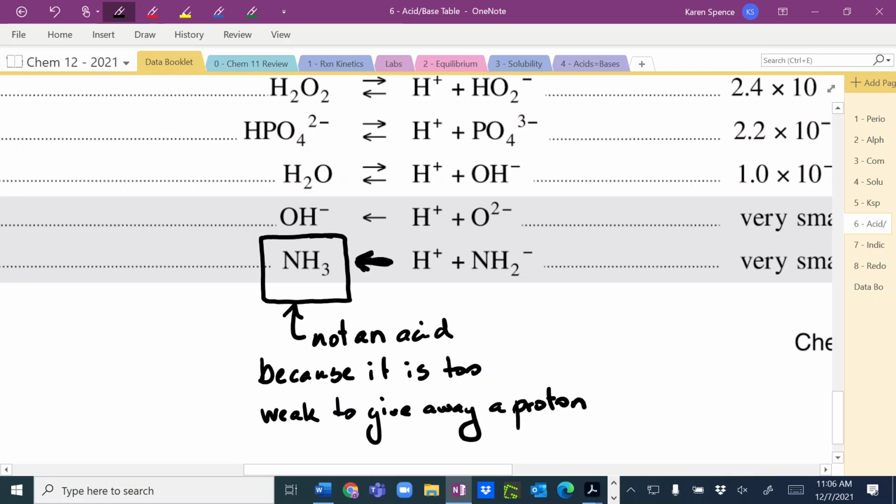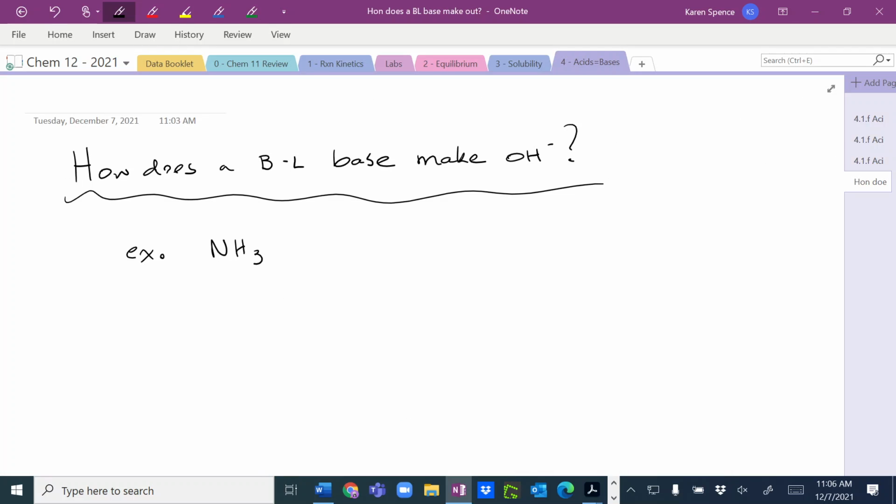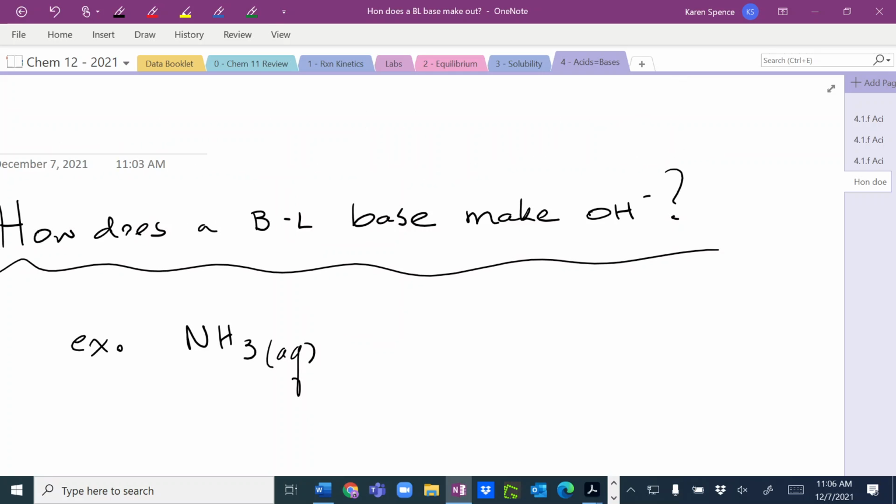But how on earth does ammonia, NH3, end up giving us a basic solution? Basic solutions contain hydroxide. Yes? NH3 doesn't have any oxygen in it. So how are we getting that hydroxide? Well, if we have an aqueous solution of NH3, what else is present in the beaker? Water.